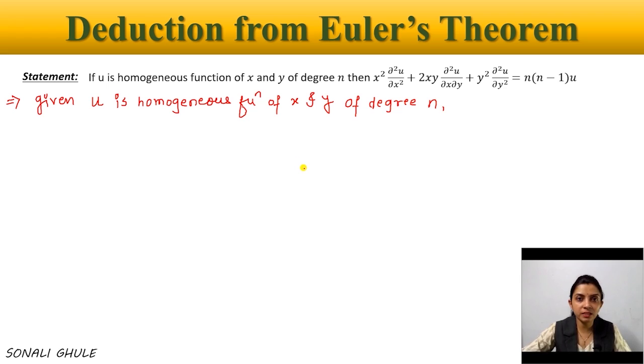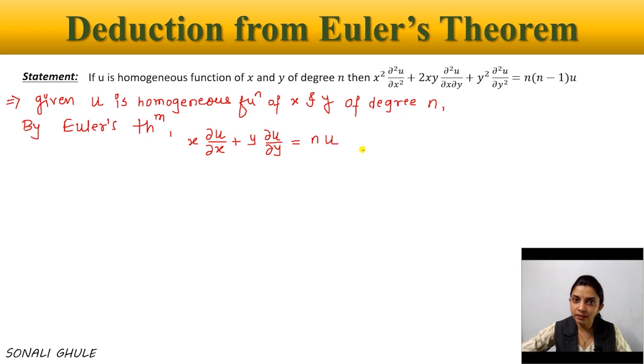Now we can use that Euler's theorem here. So by Euler's theorem, what we can write? A first order differential equation that we have shown right now, x into dou u by dou x plus y into dou u by dou y is equal to n into u. This we have shown, right? So whenever there is a function which is homogeneous of degree n, we can use this equation. So x into dou u by dou x plus y into dou u by dou y is equal to n into u. Let this be our first equation.